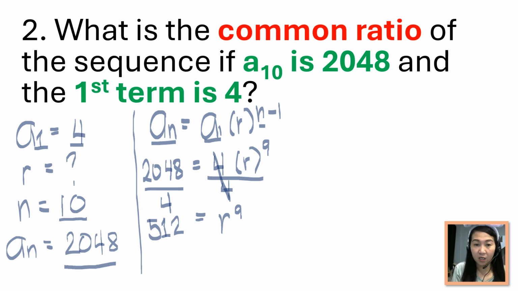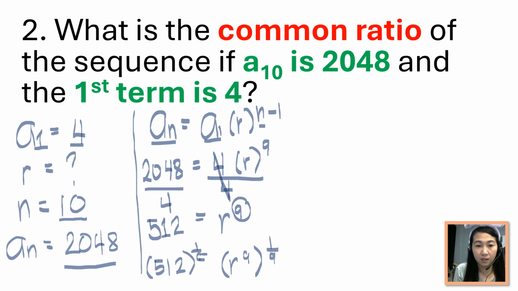So we are not yet done because we have the exponent of 9. So as what I have mentioned in our example number 1, to cancel out the exponent, we need to raise both the equations to the reciprocal number of your exponent. So what is the reciprocal of 9? So that would be 1/9 or 1 over 9. So raise both sides by 1 over 9.